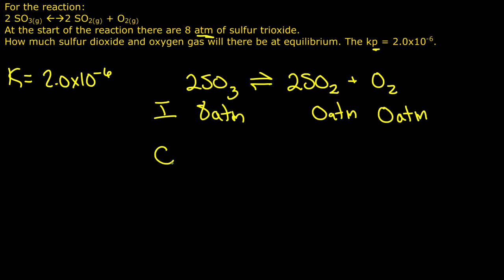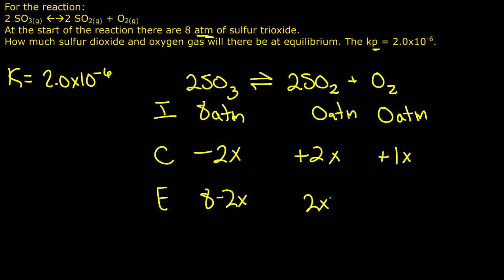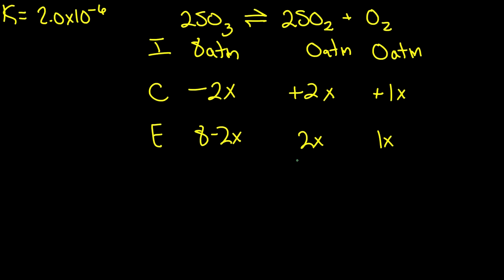So our change at equilibrium, reactants are always minus by x. The coefficient tells us how much, so there's a 2. Our products are plus by x. The coefficient tells us by how much, so there's a 2. And this one is plus 1x. Our equation at equilibrium is 8 minus 2x, 0 plus 2x, so just 2x, and 0 plus 1x, so just plus 1x. Now we can write our equation.